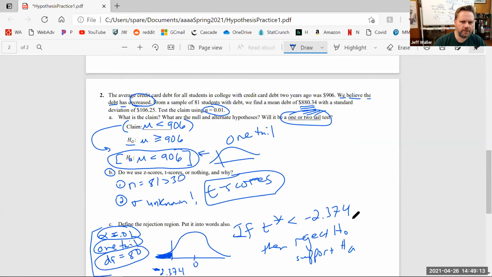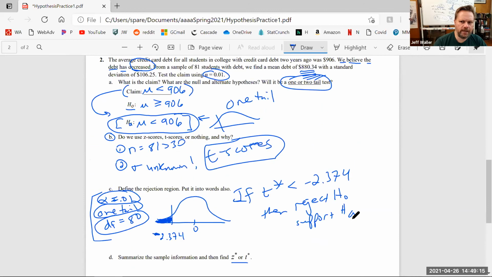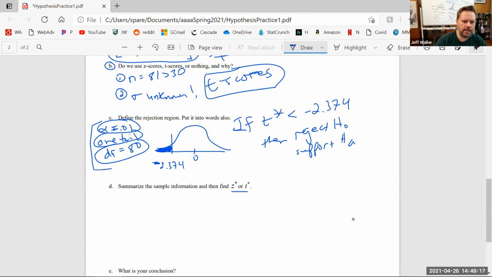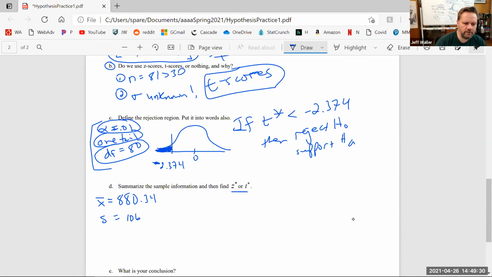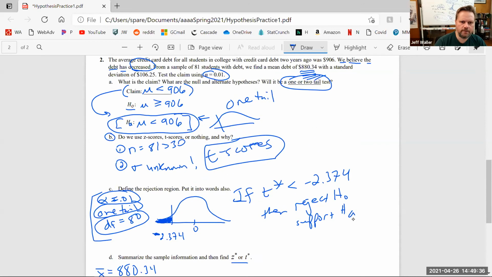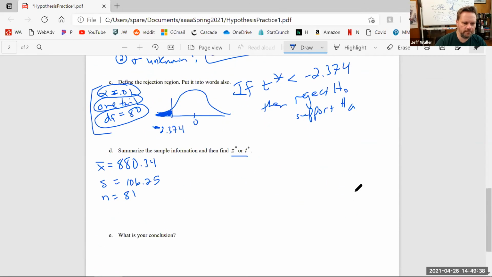So what do we got from our sample here? We got X bar 880 34. We got S is whatever, 106.25. We have N is 81. Now here's where people get freaked out at me. So of course I got to change the standard deviation.